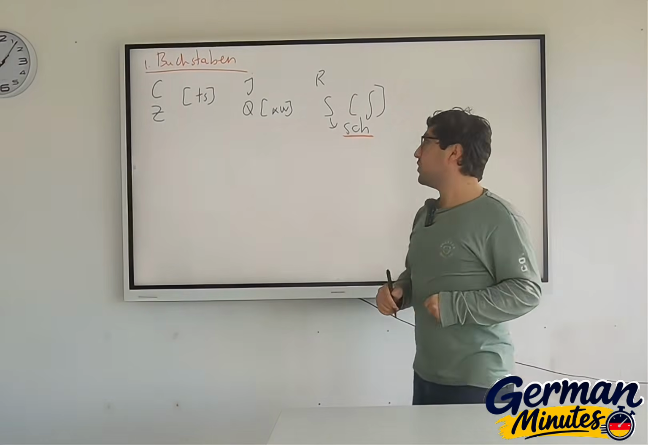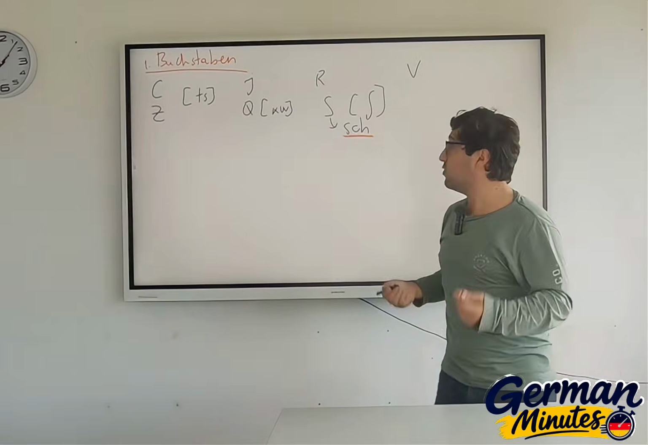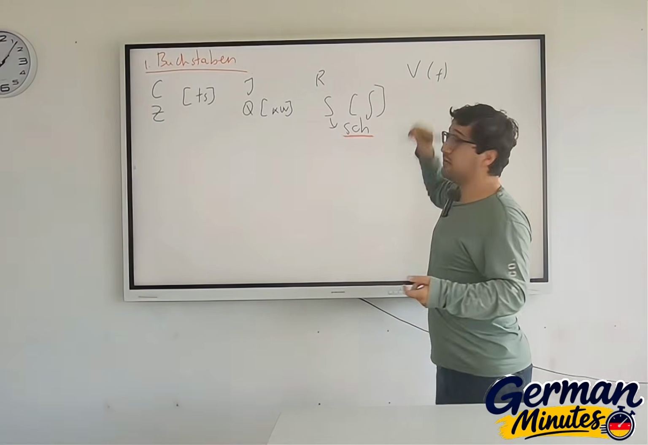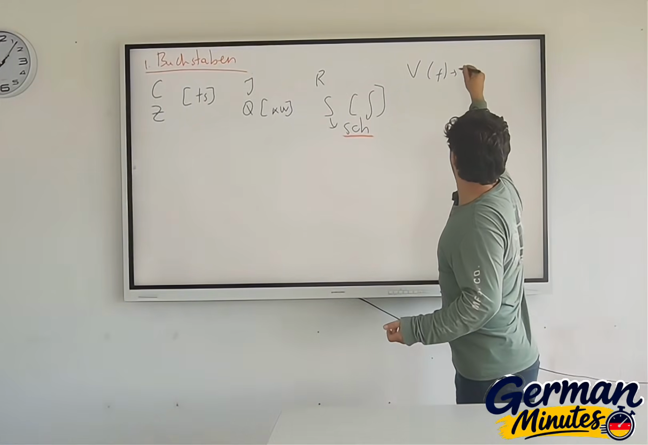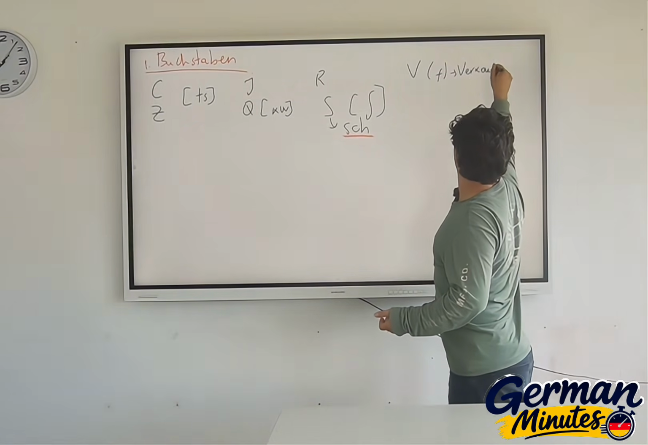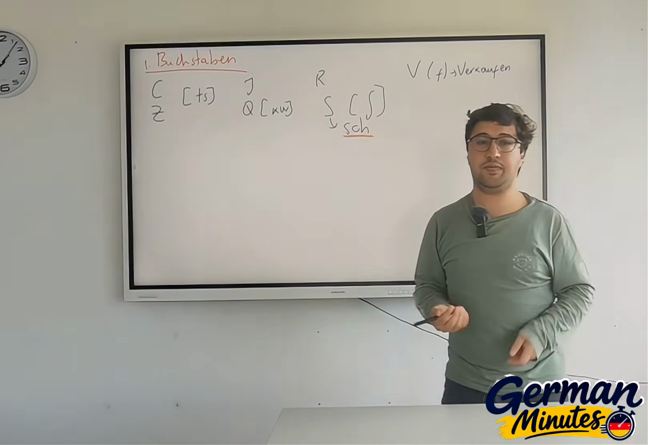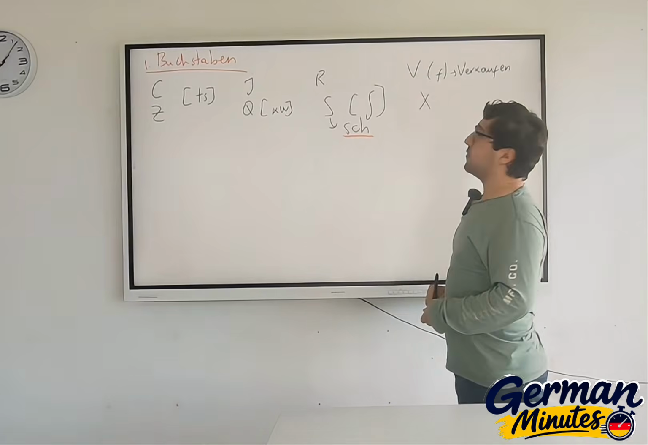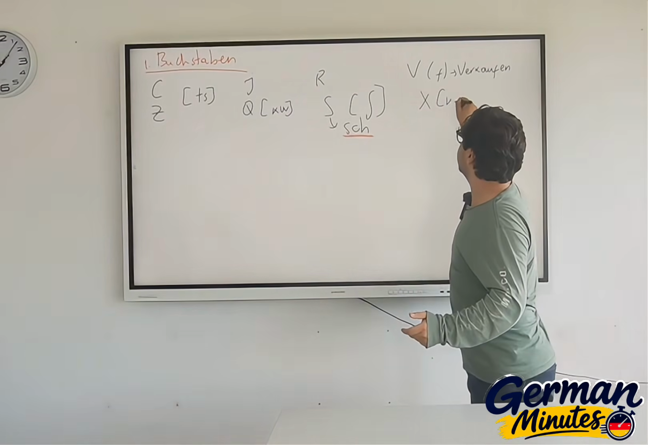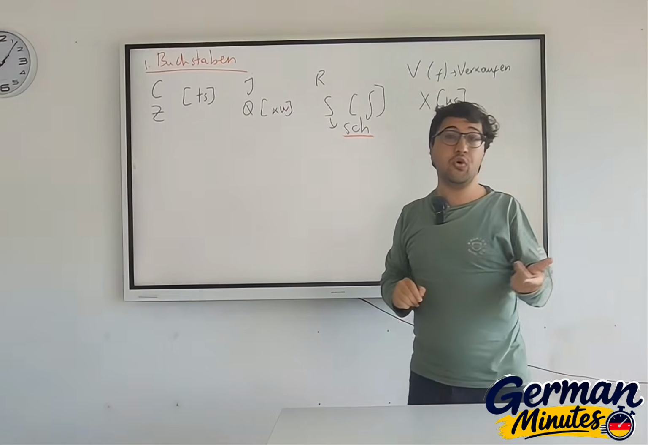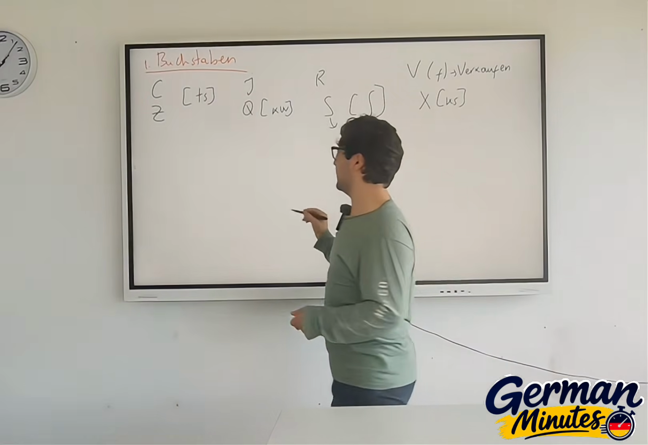And next letter we're going to look at is V, the name V, but the sound F. It's not V like in English. For example, there is the word verkaufen, to sell something. Another letter, X, letter name X, sound X. Xylophone.